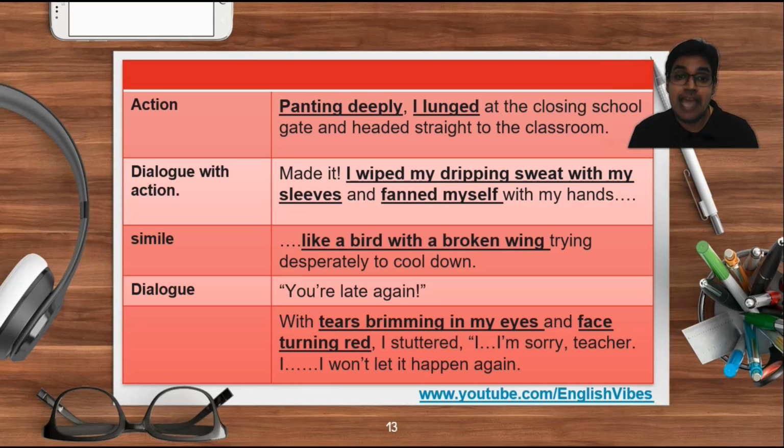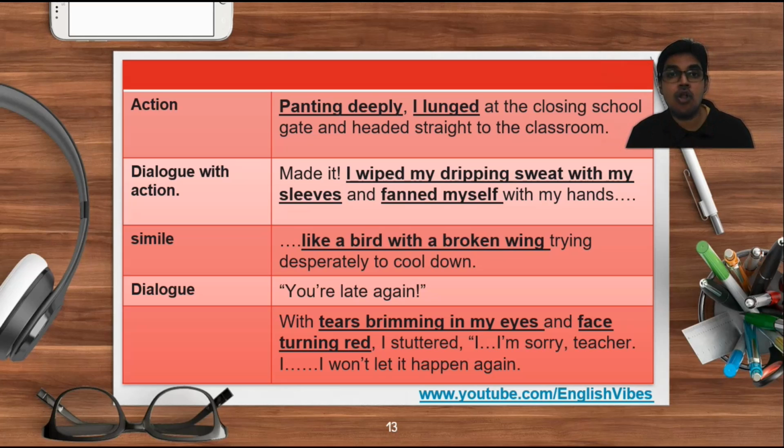Okay, now dialogue with an action. "Made it!" I wiped my dripping sweat with my sleeves and fanned myself with my hands. Because you ran, you were sweating and you felt hot. Okay, simile. And fanned myself with my hands like a bird with a broken wing, trying desperately to cool down. "You are late again." Okay, this is a dialogue, and from whom is this dialogue coming? Probably the teacher. With tears brimming in my eyes and face turning red, I stuttered, "I'm sorry, teacher. I won't let it happen again."